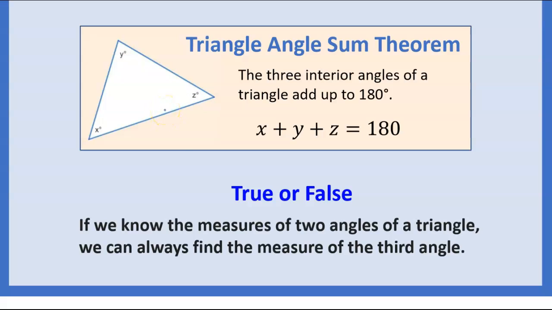So true or false? If that is the case, if we know the measures of 2 of the angles of a triangle, we can always find the measure of the 3rd angle. What do you think? Is that true? That is true. Because if we know 2 of these angles, all we have to do is subtract them to find the third one. We get z equals 180 minus x minus y. So we just have to take 180 minus the two angles that we know, and we get the measure of the third angle.